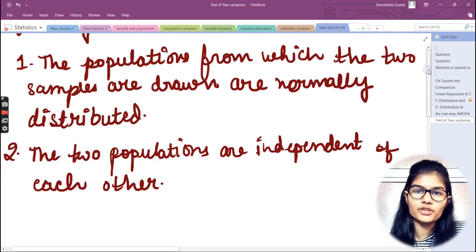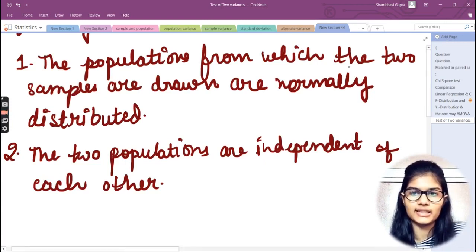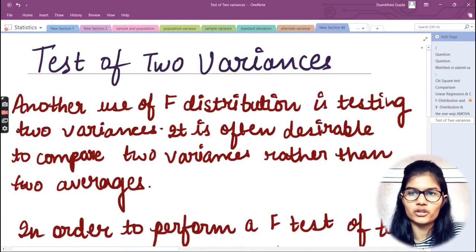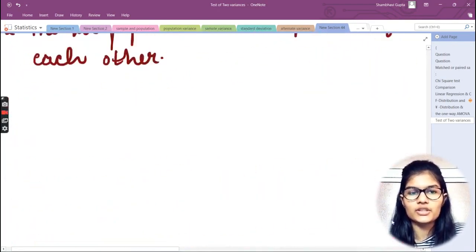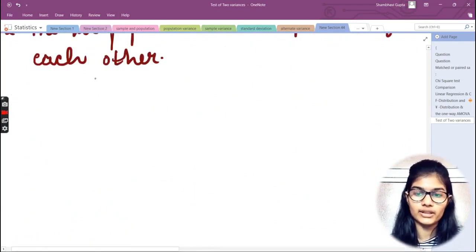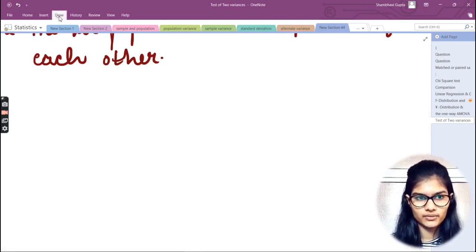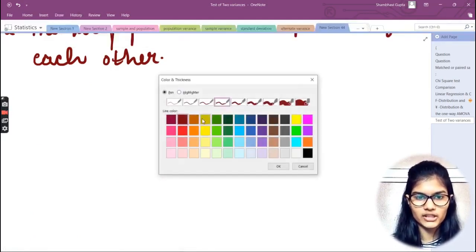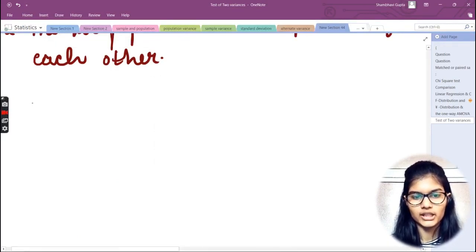In the previous video we discussed the test of two variances, what this test is, what we do and what we do not do. Now let's quickly take a very general example. I'm not going to solve anything here, it's just a very general example. I'll change the color, then proceed with the writing.